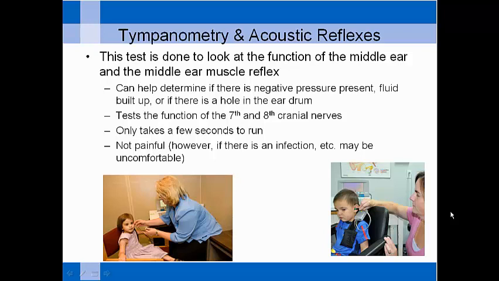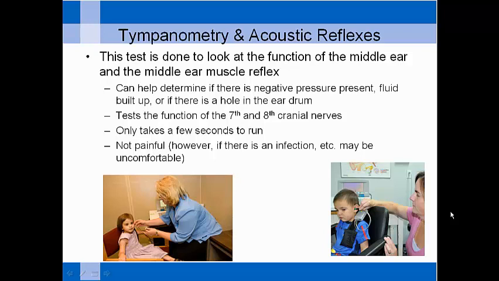The acoustic reflexes test the function of the 7th and 8th cranial nerves. So when our ears are exposed to very loud sounds, our body tries to help protect its hearing by contracting, just like a reflex would if you touched a hot pan or something, for example. And so when exposed to a loud noise, that muscle contracts and makes it more difficult for that sound to get down to the inner ear. So the reason we test that is to make sure that those nerve pathways are doing what they're supposed to.